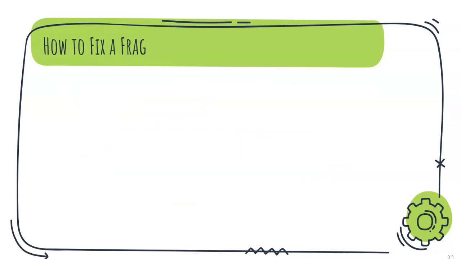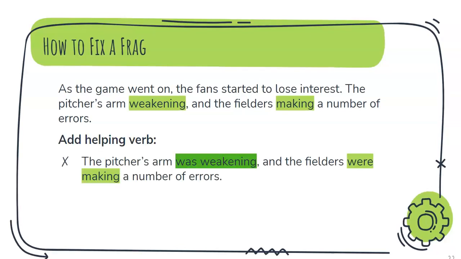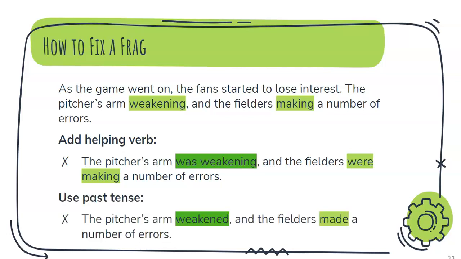This next one sounds hard because it involves some academic vocabulary, but it's not a difficult concept. Here's our example. As the game went on, the fans started to lose interest, the pitcher's arm weakening, and the fielders making a number of errors. The first sentence about the fans is fine. The second sentence has a verb problem. It uses the present participle tenses of weaken and make. There are a couple of ways to fix it. We could add a helping verb like was, so it says the pitcher's arm was weakening and the fielders were making errors. The other way to fix it is to change the verb tense to simple past. The pitcher's arm weakened and the fielders made errors.